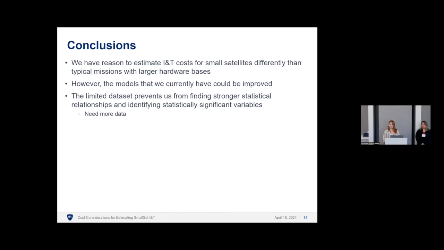So we have reason to estimate INT costs for small satellites differently than typical missions with larger hardware bases. However, the models that we currently have could be improved with more data. We only have 5 data points right now. Our plan moving forward is continuing to check Cadre as more small satellites are launched and update our models and see how well they continue to do, hopefully.